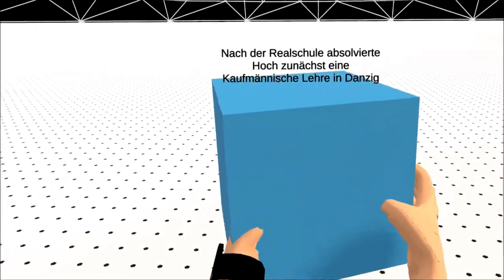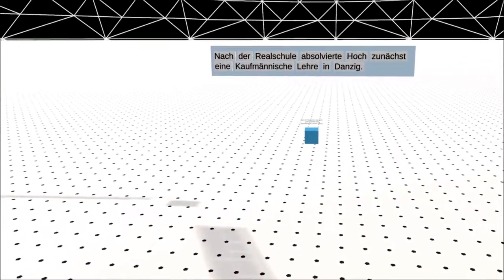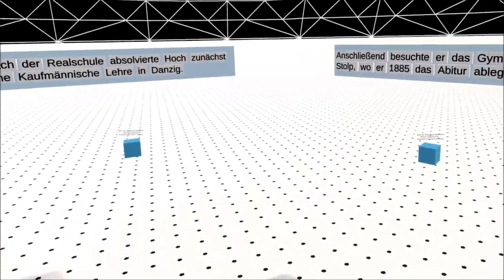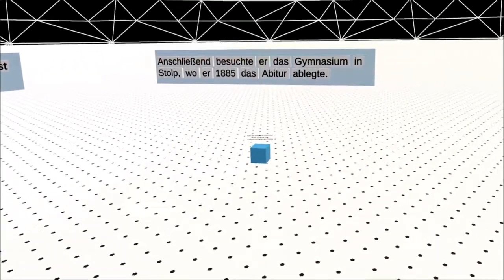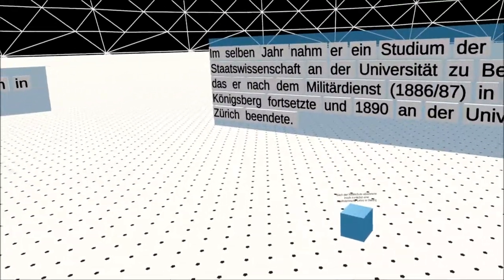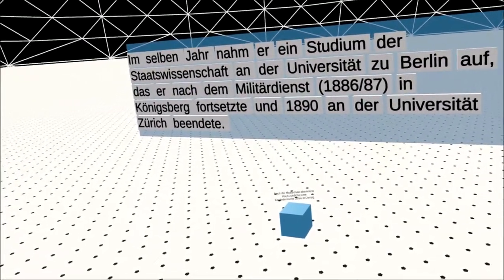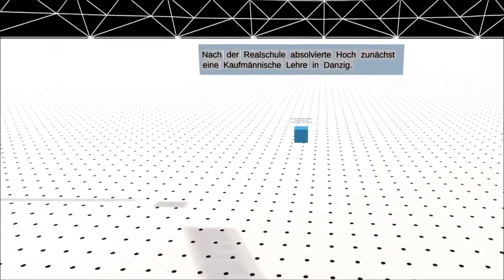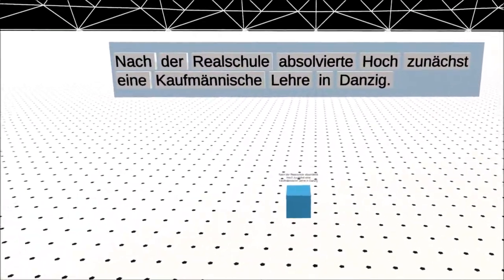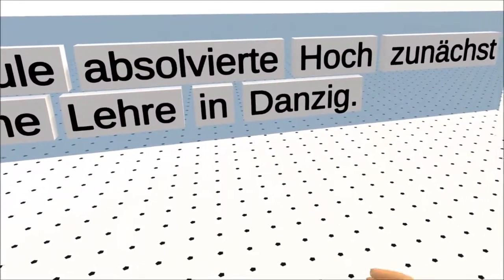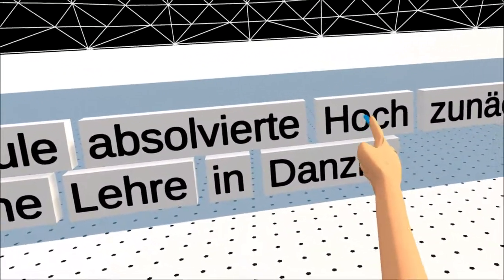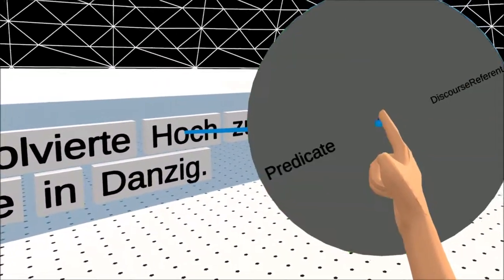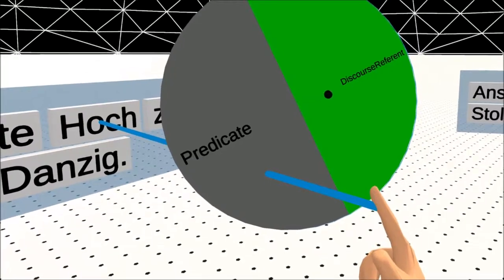By expanding this part of the article, the text is split up in its sentences and is positioned in a circle around you. When you touch a word with your index finger, you can tag it as a predicate or as a discourse referent.